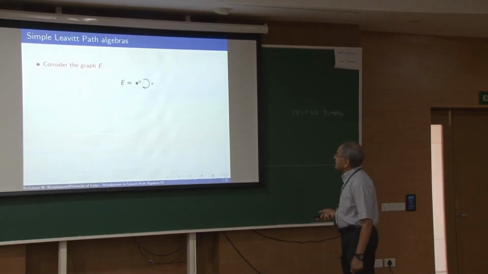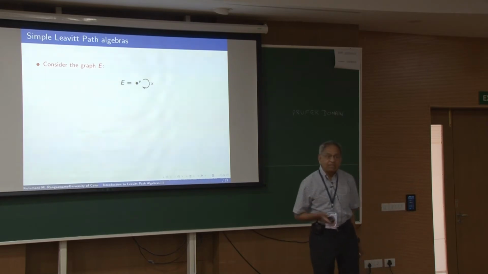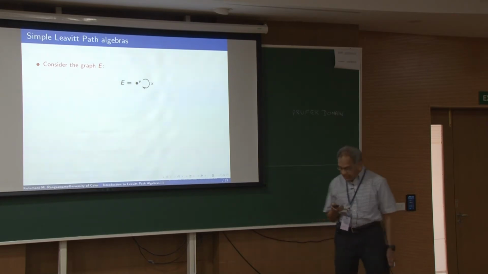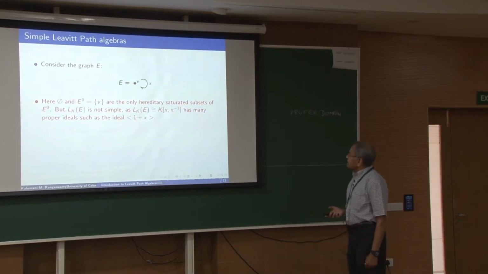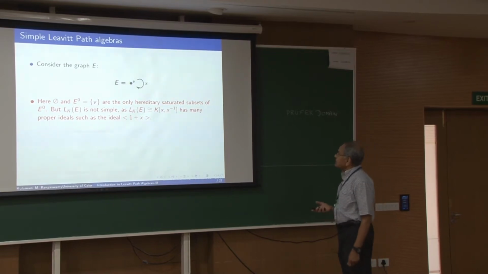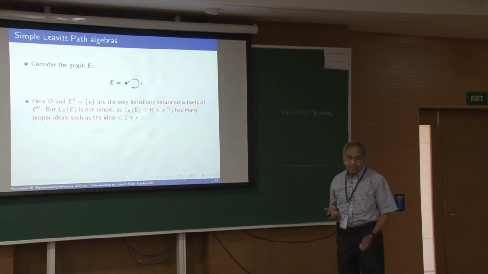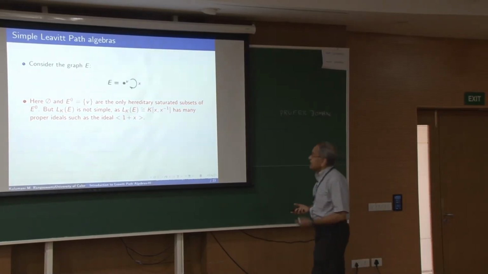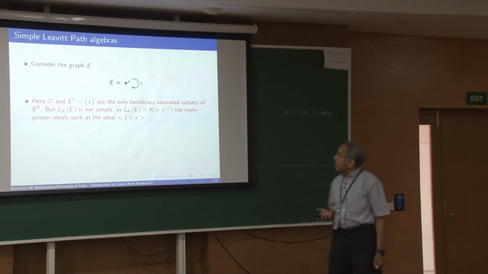For instance, if you take as an example the graph with a single vertex and a single loop, we know the corresponding Leavitt path algebra. Graphically, you notice there is only one vertex, so the hereditary saturated subsets are the empty subset and the set containing V.